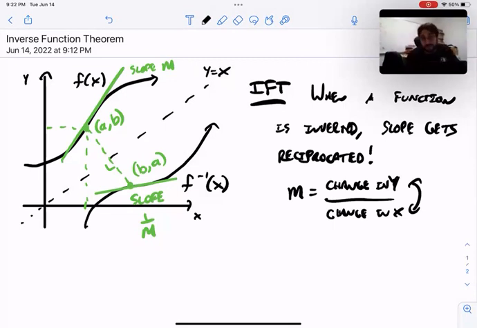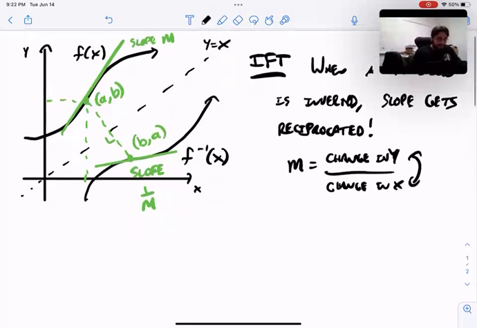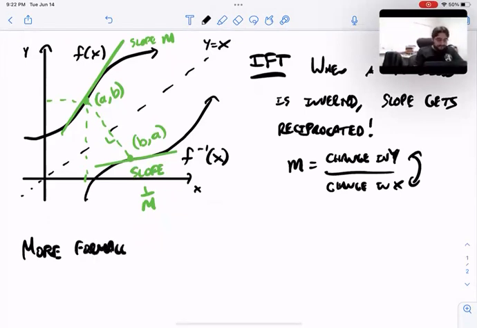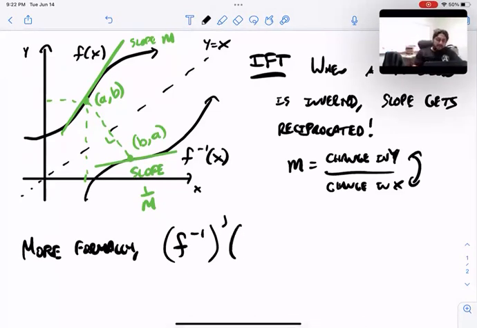Now, let's make it a little more formal, right? Because we don't just want a sentence, we want it stated a little more precisely, a little more mathematically. So to say this more formally, what would we say? We would say that if I want the slope of f inverse, how do I say slope of f inverse? So I'm going to write f inverse prime, right? Slope of f inverse. At what point? Well, at b, right? Look at the graph of f inverse. B is actually the input at which I'm calculating the slope.